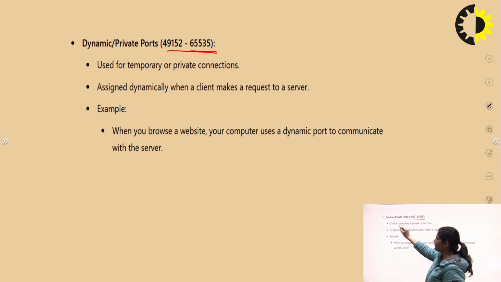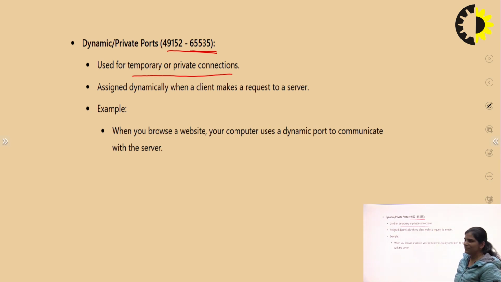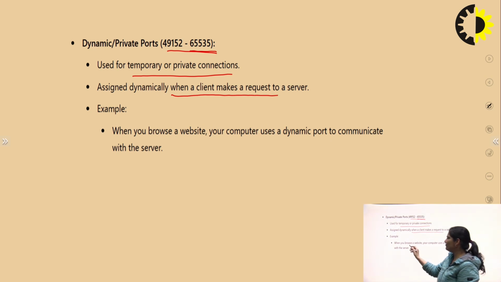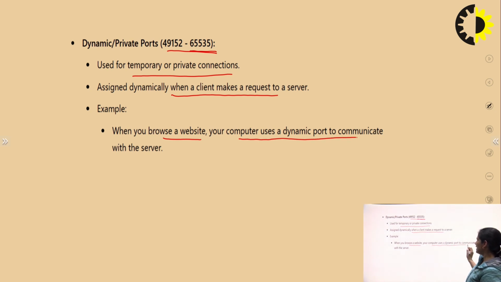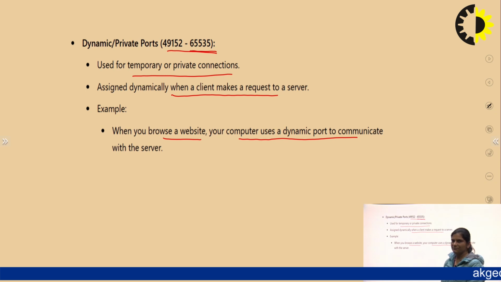Now this dynamic private port is used for temporary or private connections. It is assigned dynamically when a client makes a request to a server. Let us take an example. When we are browsing a website, your computer uses a dynamic port to communicate with the server. So this is all about the types of ports.